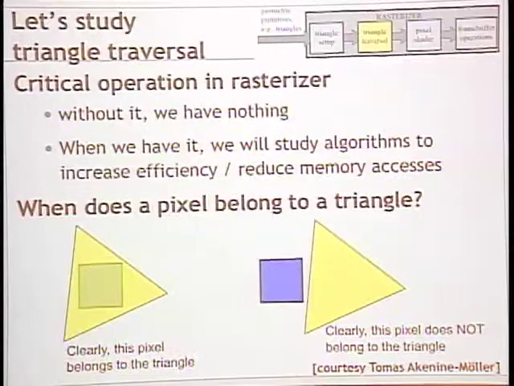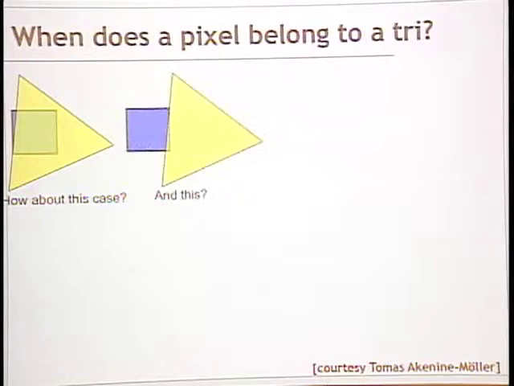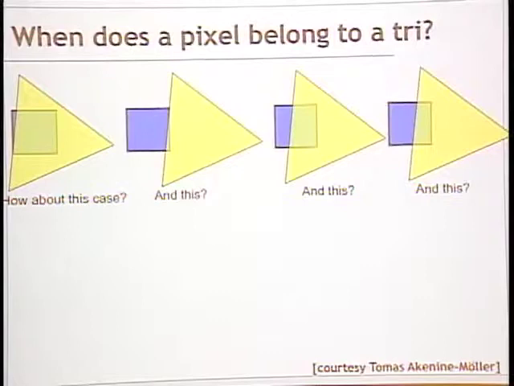But then the question is, what happens here? Do we count that pixel? Do we count that pixel? What about these? Okay, and it starts to get a little bit harder, right? Because we're going to have an intersection here.